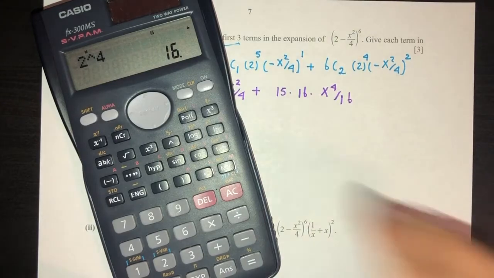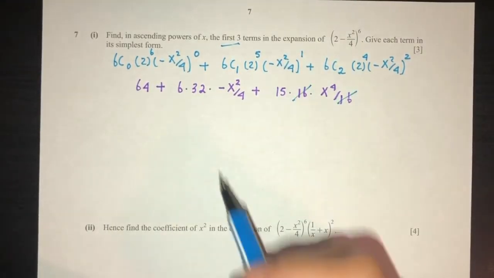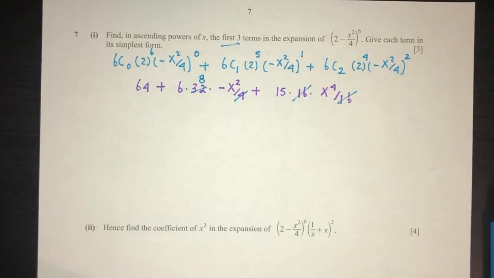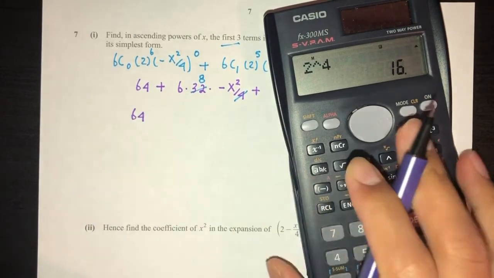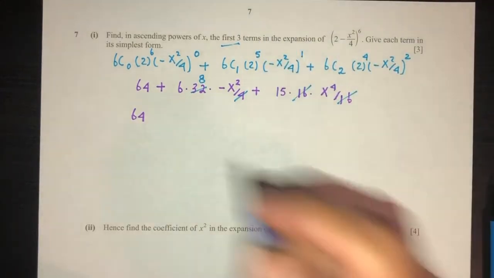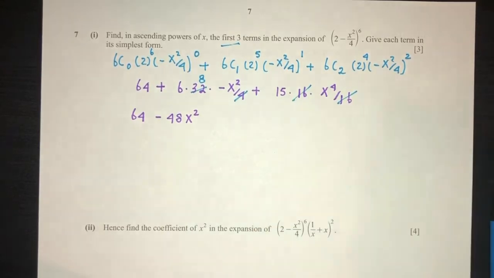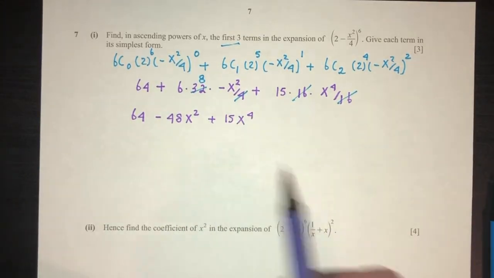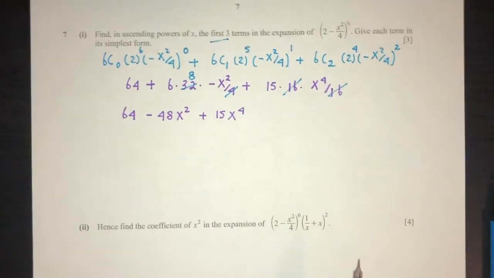Now these two will cancel out, and this can cancel out as well. So let's simplify. The first one will be 64. Then you will have 6 times 8, that will be 48. So minus 48 x squared, and this will become 15 x power 4. So that is your expansion of the first 3 terms of this equation.